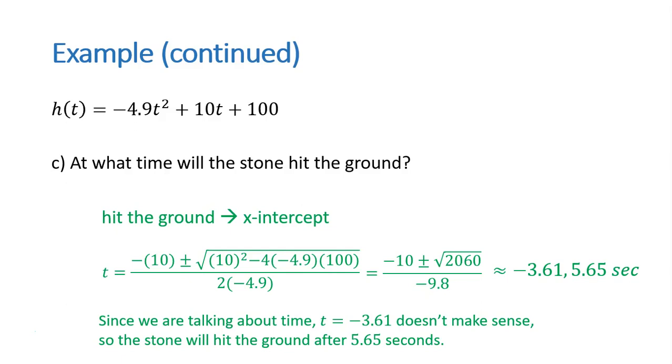Obviously we want the x-intercept that's out past the cliff on the ground. So the answer we want is going to be the 5.65 seconds. So even though there are two x-intercepts for our parabola, only one actually fits into our particular problem.